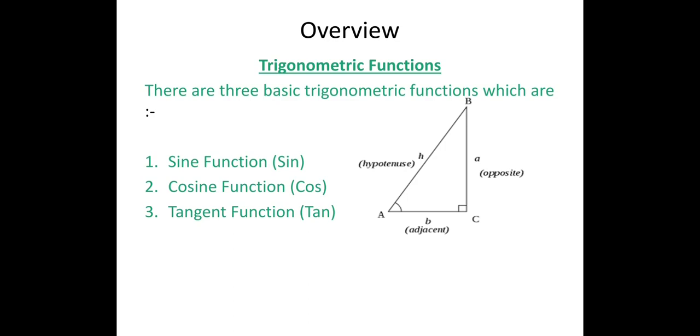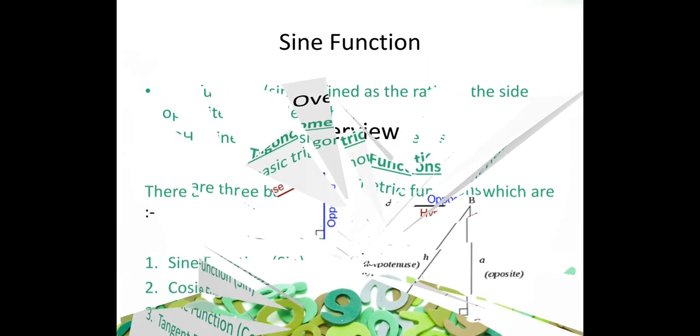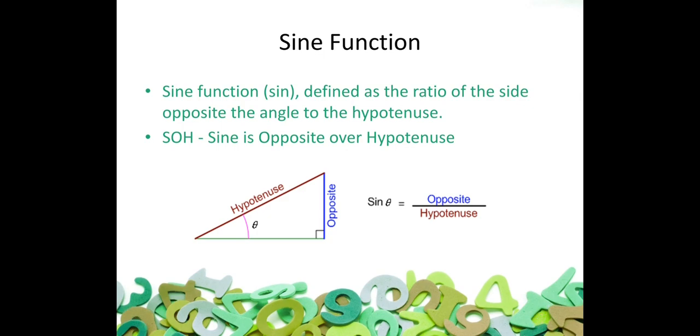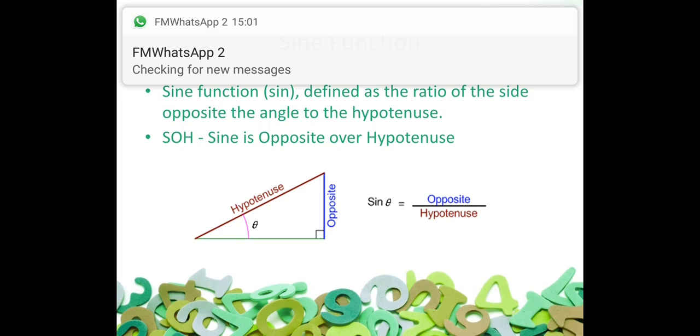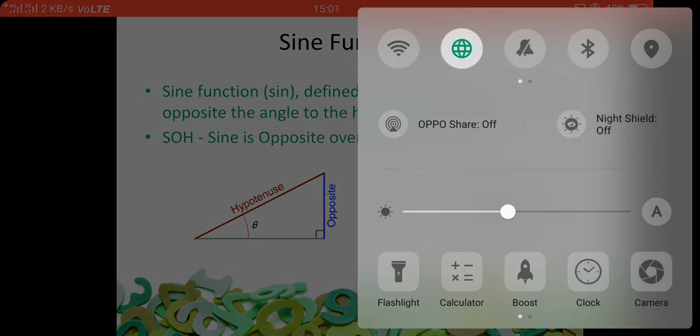So here in the right triangle, the sine function is given by only one ratio, that is opposite over the hypotenuse. So this is the sine function. The sine function is defined as the ratio of the side opposite to the angle to the hypotenuse. In the figure, the blue side is called opposite, and the brown side is the hypotenuse. The ratio of the opposite to the hypotenuse gives you the sine function. So it is very easy to remember.